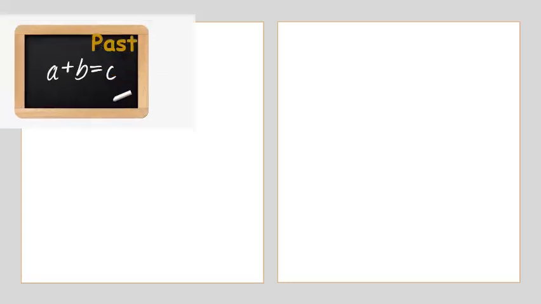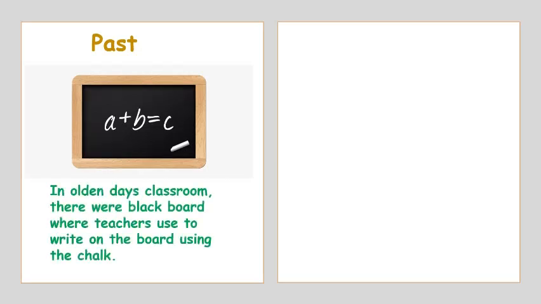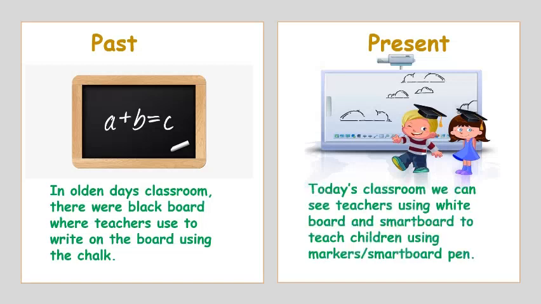So let's talk about something which we used to learn in past days. In the classrooms, there were blackboards where teachers used to write using chalk. But at present, do we have blackboards fixed on the wall, children? Can you recall and tell me? Obviously not, right? At the present days, we can see the smart board. In today's classroom, we can see teachers using whiteboard and smart board to teach children using markers or smart board pen.